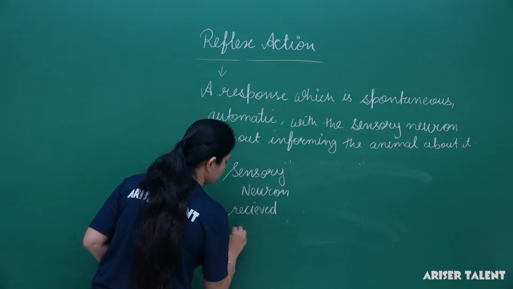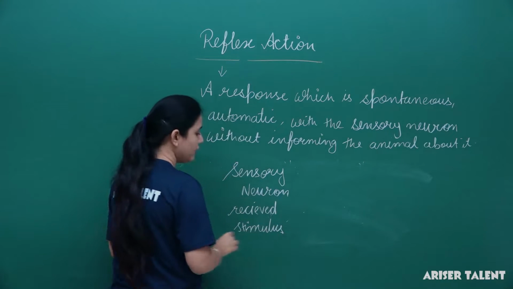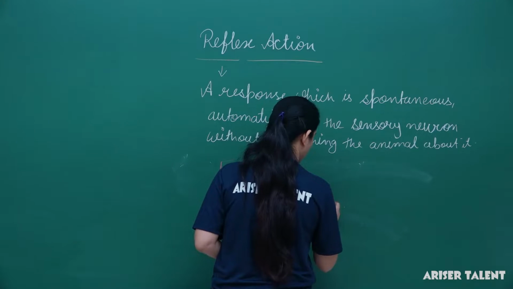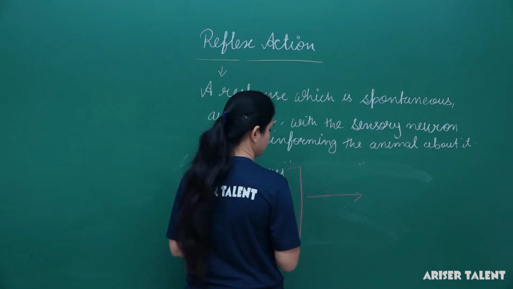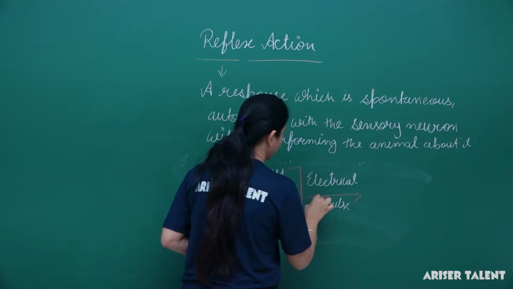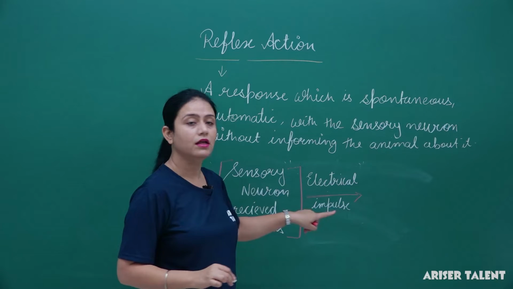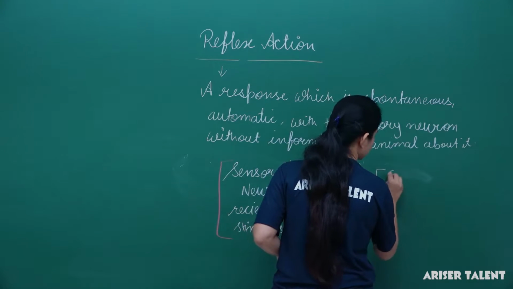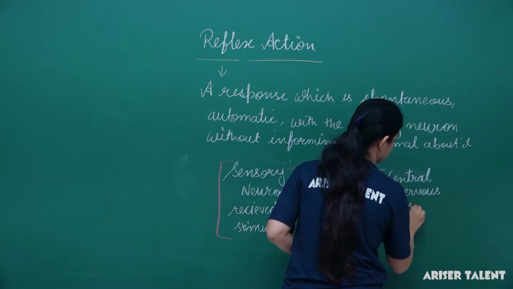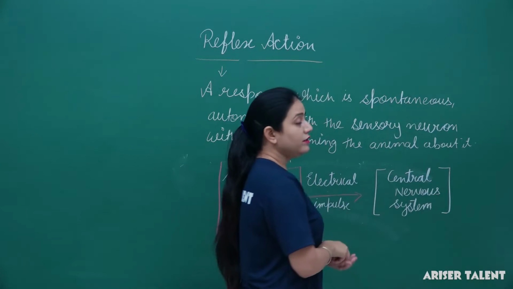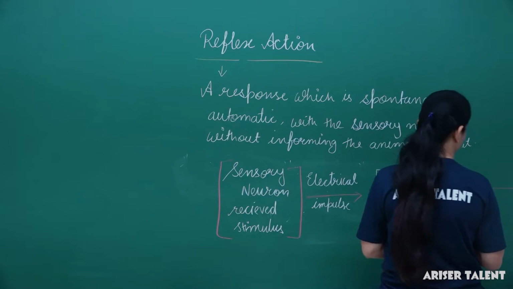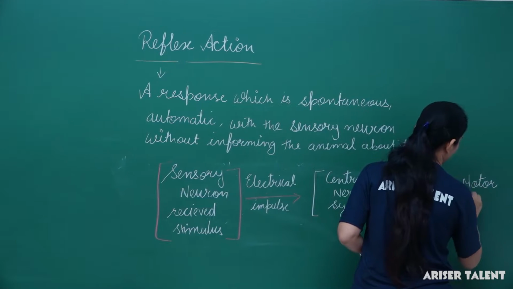It receives the stimulus. Then this stimulus is passed, or I must say this is an electrical impulse. It passes from the sensory neuron to the central nervous system. Then from the central nervous system it goes to the motor neuron.